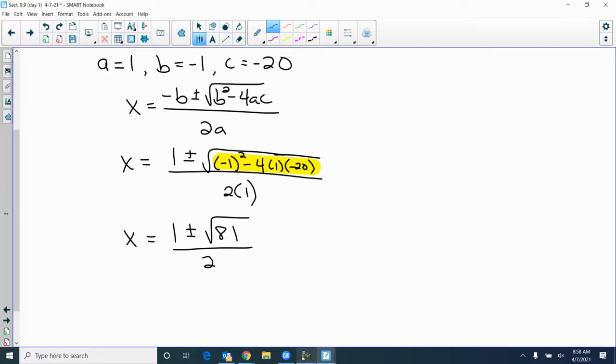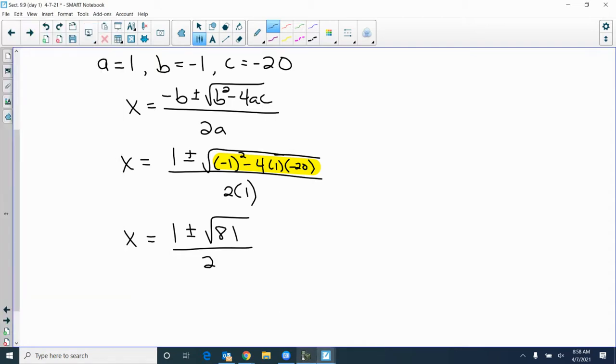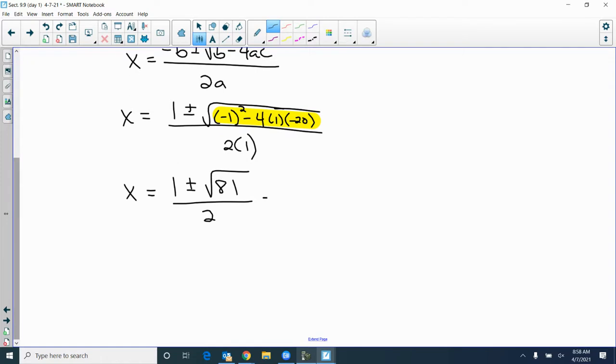Okay, so now that's the square root of 81. What is the square root of 81? That is 9. You can use your calculator for that if you need to. So now this equals 1 plus or minus 9 all over 2. When you got that plus or minus, it means we're going to get 2 different answers. We can now finish this problem.